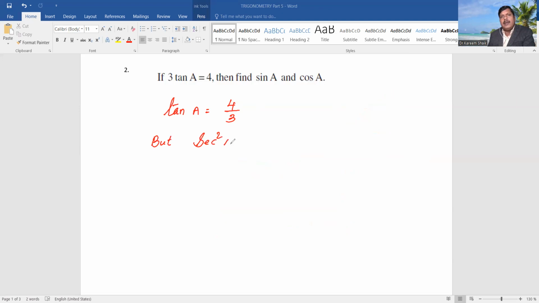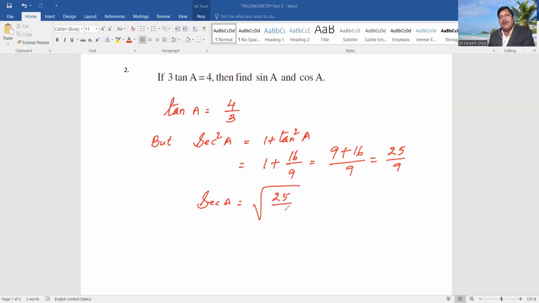secant square A is nothing but 1 plus tan square A. So I can write it as 1 plus, tan A is 4 by 3, tan square is 16 upon 9. So 1 plus 16 upon 9 is nothing but 9 plus 16 upon 9, which equals 25 upon 9. Now secant A equals the square root of 25 upon 9. The square root of 25 is 5.